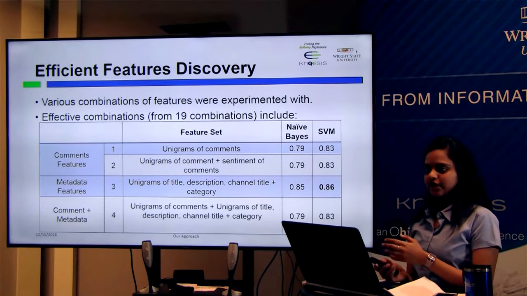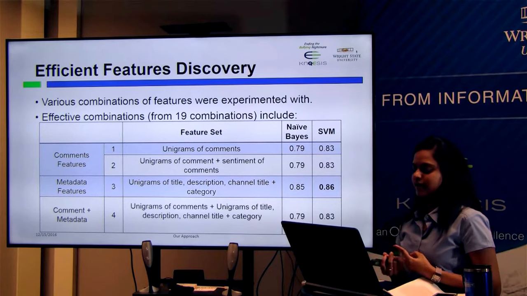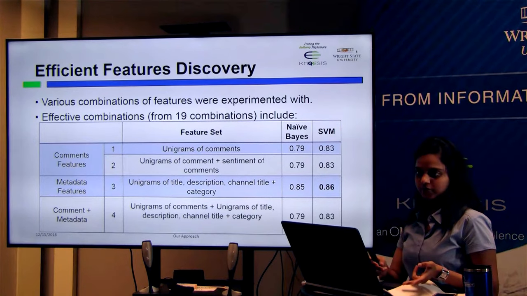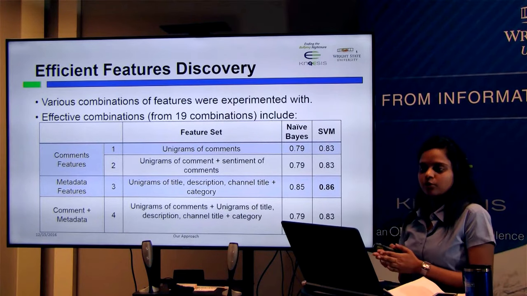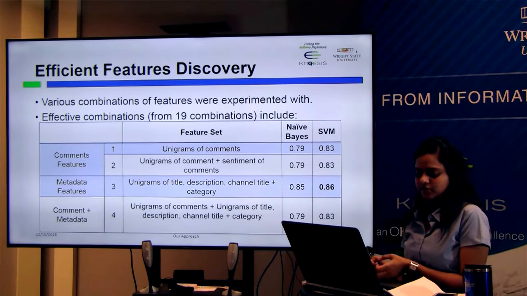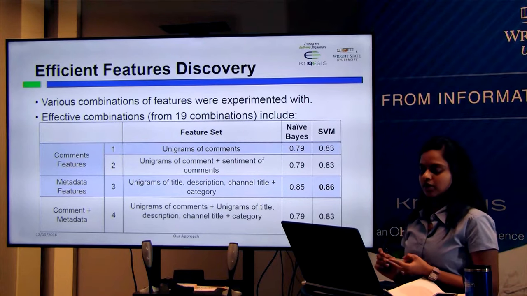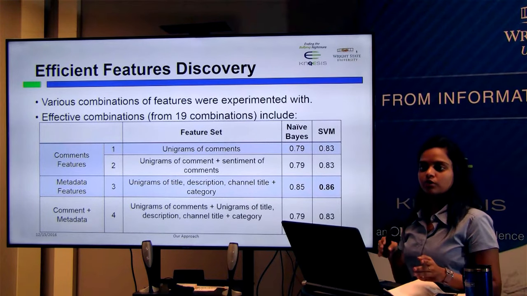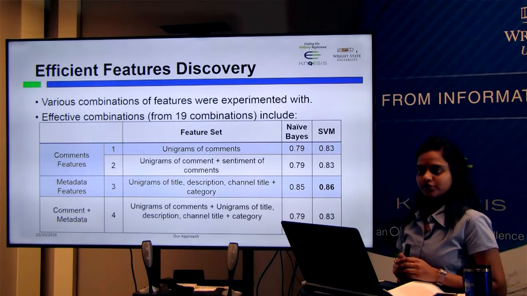From these experiments, here is the summary. We discovered that sentiments cannot have significant impact when compared to unigrams. This is because sentiments cannot distinguish negative videos and offensive videos. That's the reason we do not see a significant impact on the performance of the classifier. Another observation was that metadata features, in particular title, description, channel title, were effective when compared with the counts or numeric features. We also found that YouTube category is a good indicator to find offensive videos.